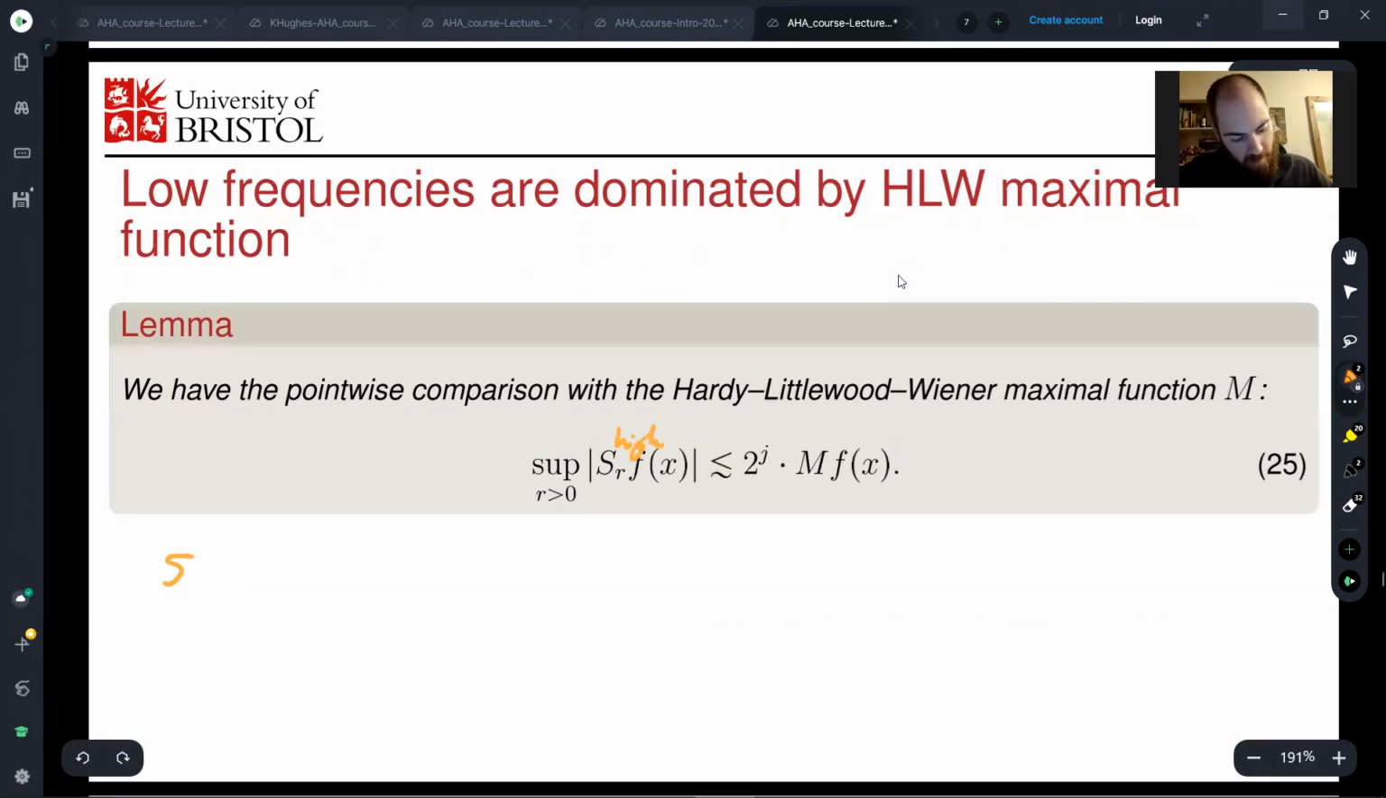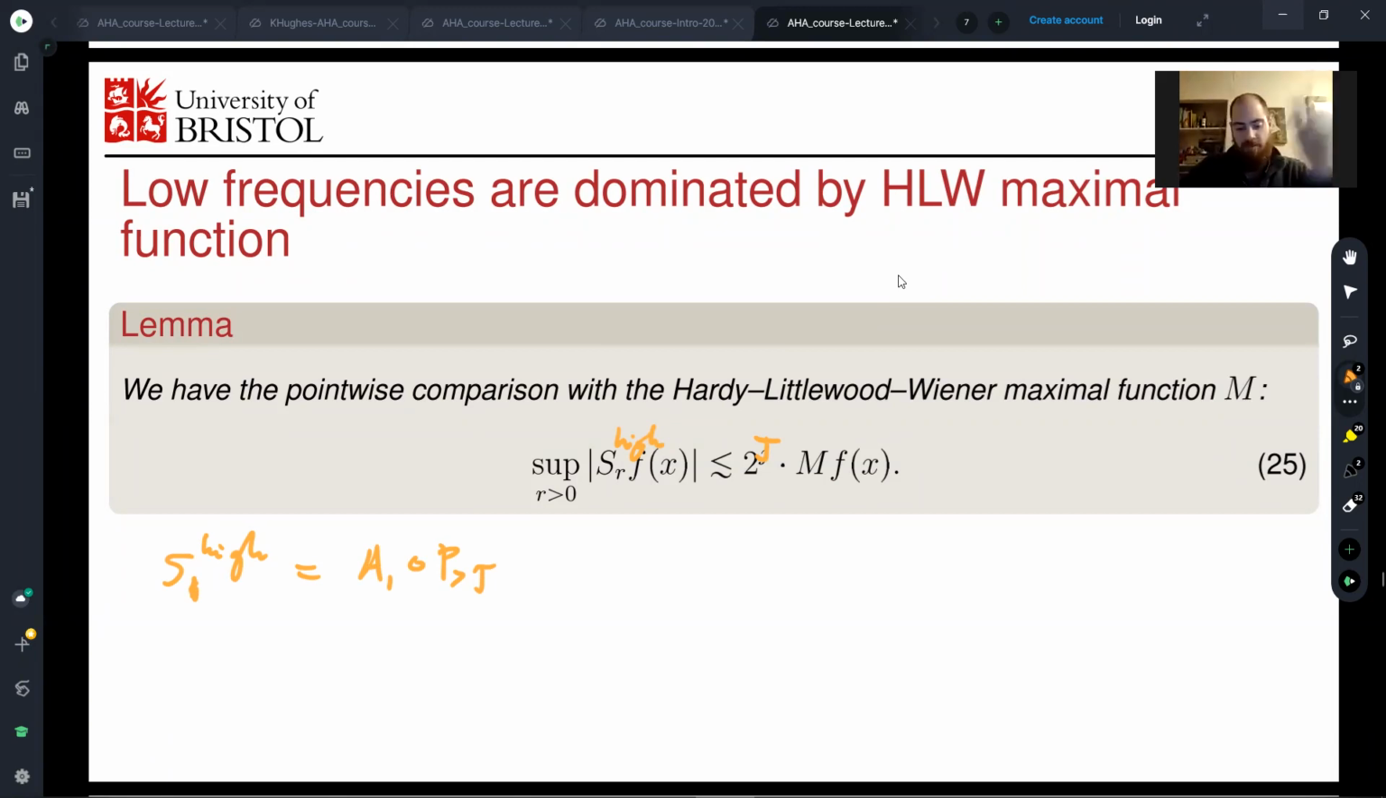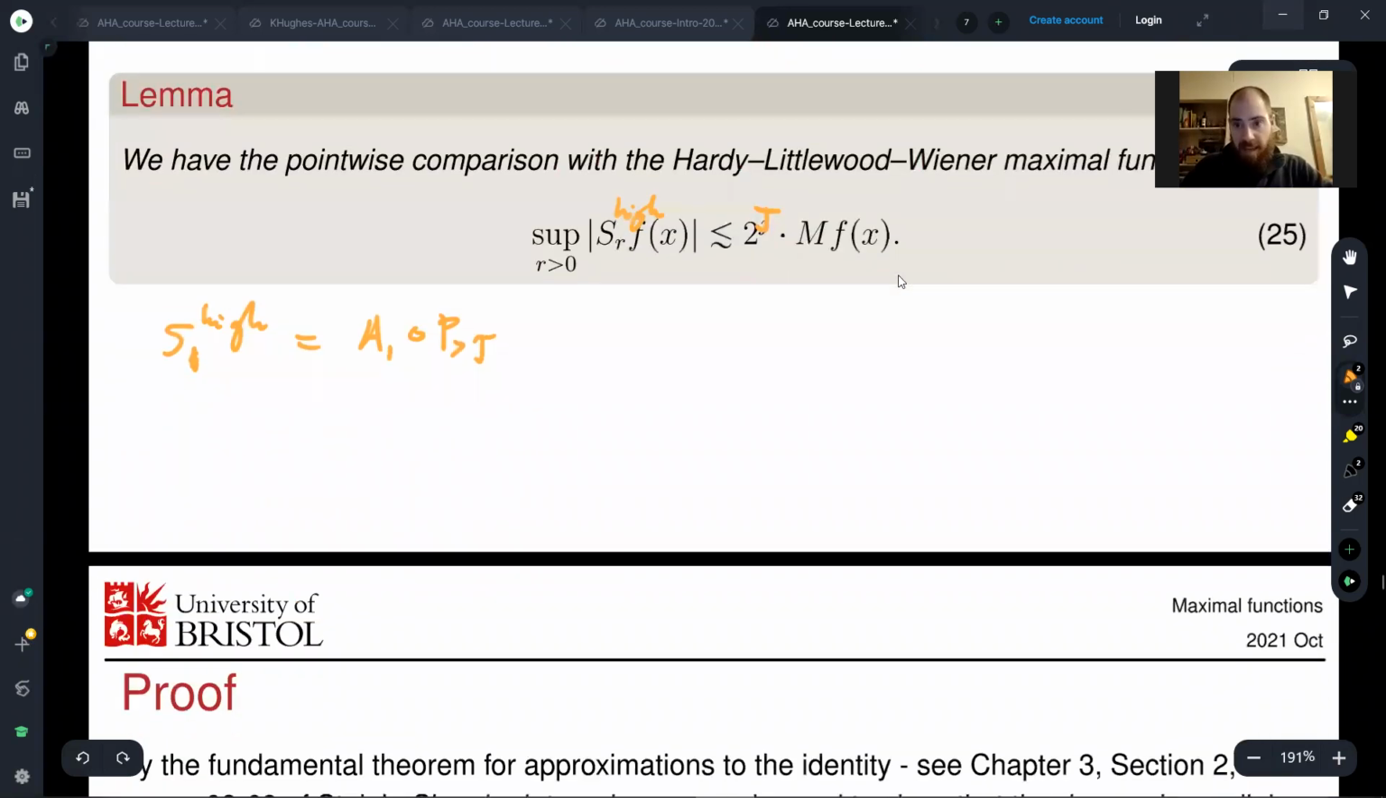So S_R high, or S_1 high, was defined so that it's A_1 and then P greater than, I wanted to say P greater than J. So this would be that J. Oh, yeah, and this is actually a pointwise estimate. It's not an L1, it's not an L2, and so on. It's a pointwise estimate by that lemma.